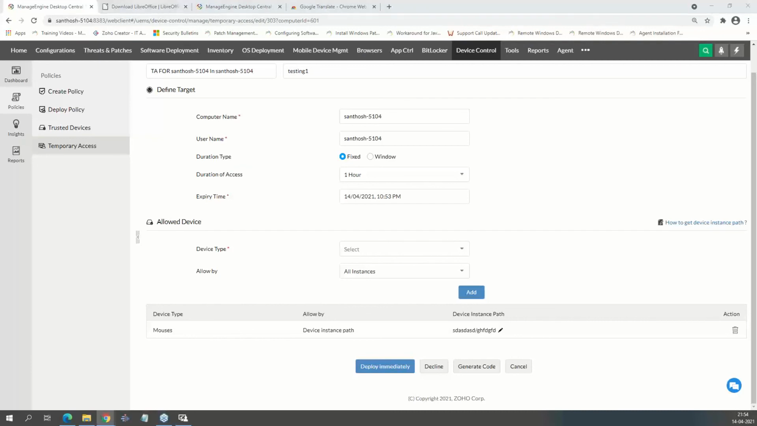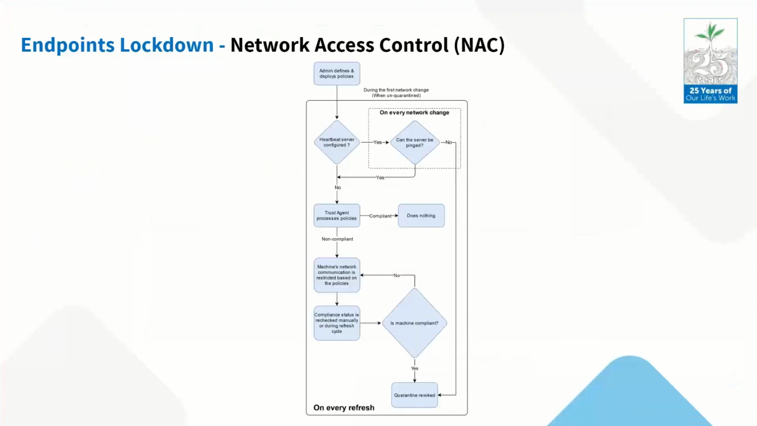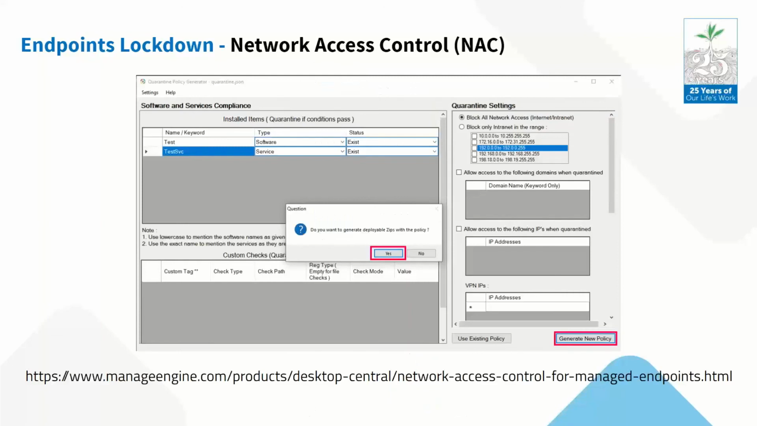Coming back to endpoints lockdown, one other thing that's not part of the Desktop Central Unified Endpoint Management security add-on is network access control. However, we have given a small tool that could fill the gap of network access control for John, where he can define policies like this should be the version of a specific software. This is the policy generator.